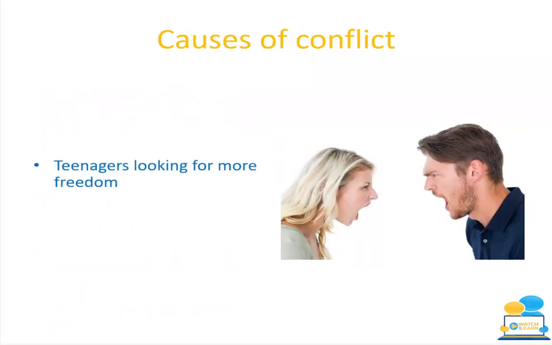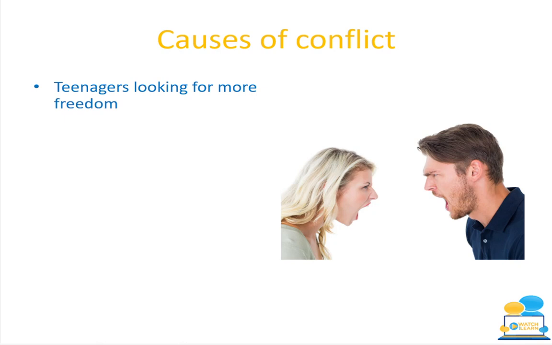Causes of conflict in the family. A lot of the time it can happen with teenagers because they're looking for more freedom. For example, they want to stay out after school, go out with their friends, go around the shops, go to the cinema, and the parents are like, no, you should be at home, you should be doing your homework and studying.